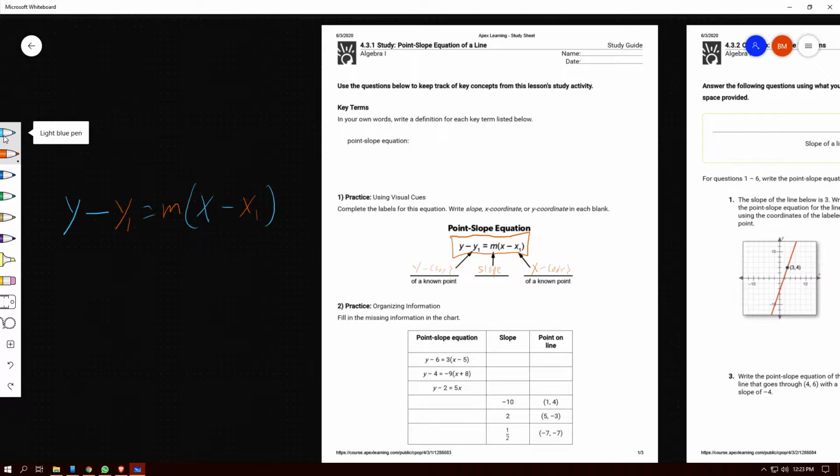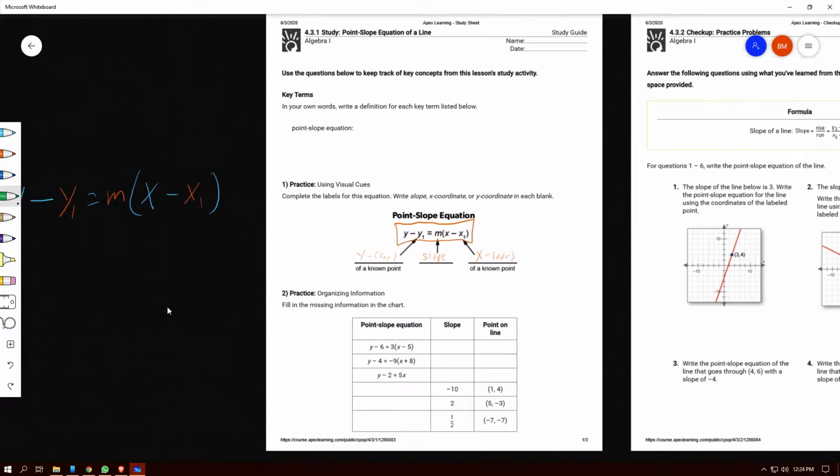That regular x and regular y, remember, this represents all the solutions to this equation, all the points on the graph, right? So we're not really going to change them. We're always going to have that y, always going to have that x, and the equal sign and the parentheses. That's just how it's going to be. So what we're looking to plug in for is the m, the x1, and the y1, all that stuff in orange.